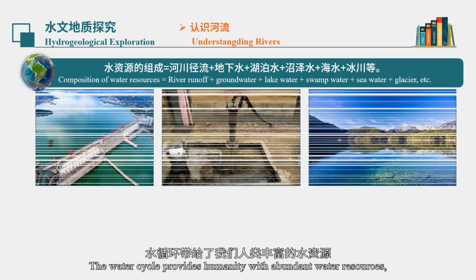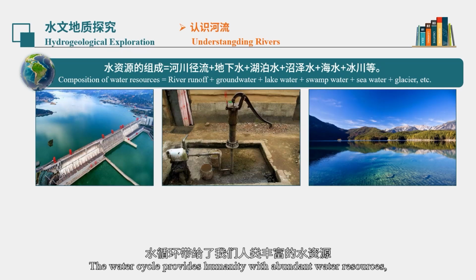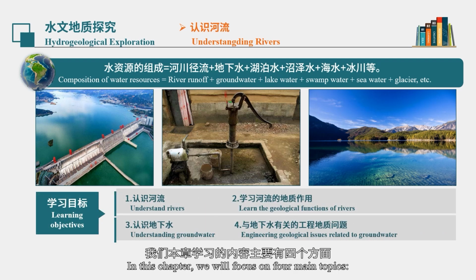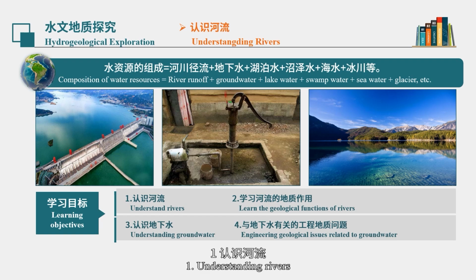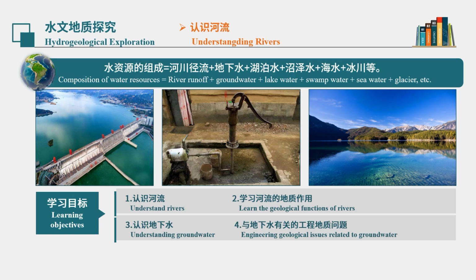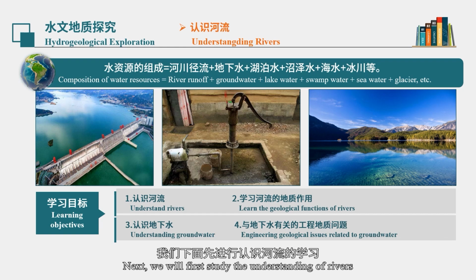The water cycle provides humanity with abundant water resources, including river runoff, groundwater, lake water, swamp water, seawater, glaciers, etc. In this chapter, we will focus on four main topics: 1. Understanding rivers. 2. Learning about the geological effects of rivers. 3. Understanding groundwater. 4. Engineering geological issues related to groundwater. Next, we will first study the understanding of rivers.